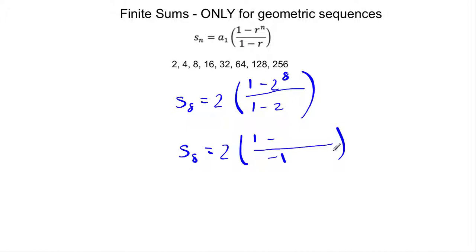Well, what is 2 to the 8th? We might need a calculator for that. So 2 to the 8th is 256. And then we could say, all right, well, that's 2 times 1 minus 256, which is negative 255, divided by negative 1, which is positive 255. So it means that S sub 8 is going to be 255 times 2, which is 510.